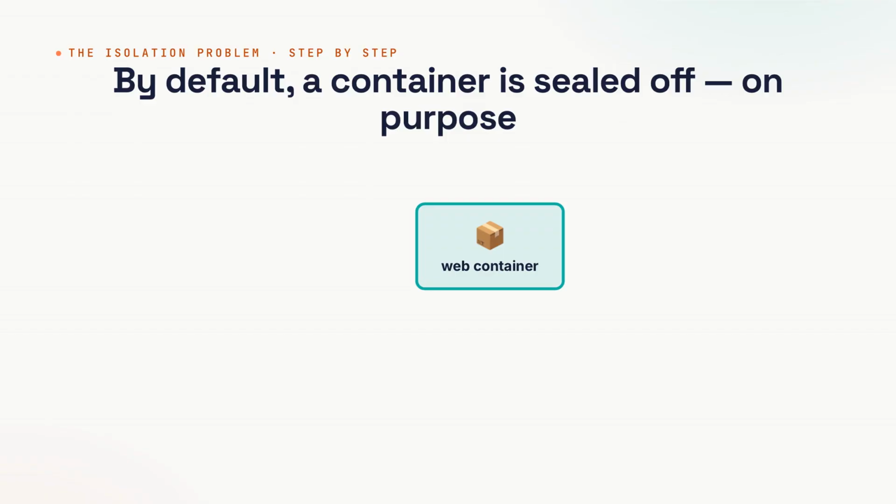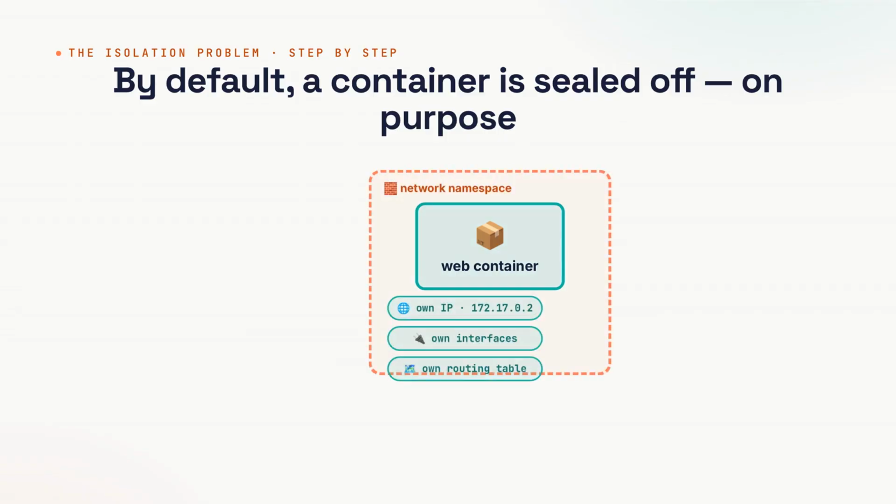Here's a single container the instant Docker starts it. The first thing Docker does is hand it its very own network namespace, a completely private network stack. Its own IP address, its own network interfaces, and its own routing table. A little walled-off world all to itself.